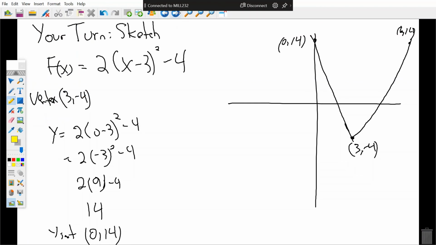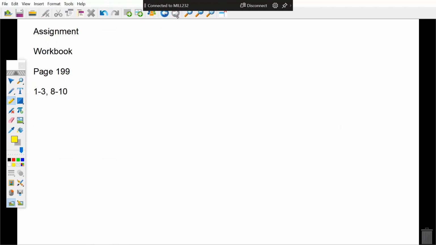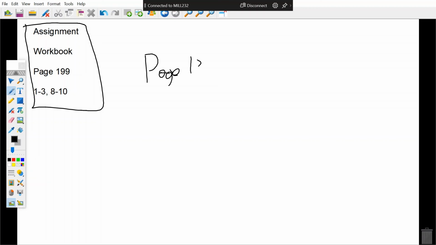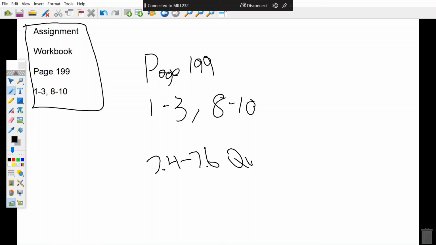We did that one already. All right, that brings us to the end. You're going to get some time to work. It's not an incredibly long section. So the workbook questions are page 199, 1 to 3, and 8 to 10. Let's work on this because we are going to be writing a 7.4 to 7.6 quiz today. Thank you. Have a good day.